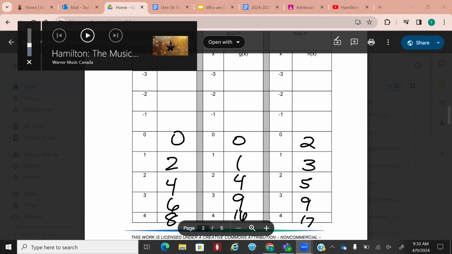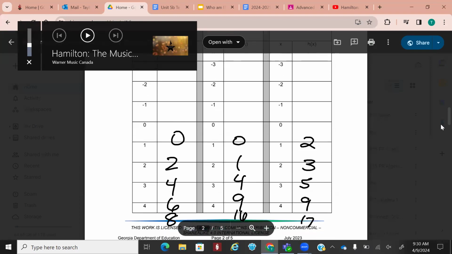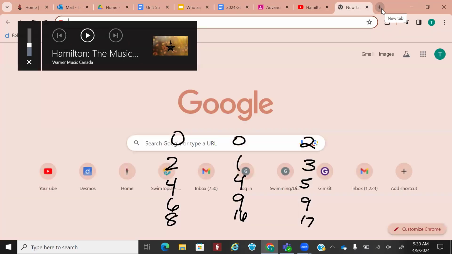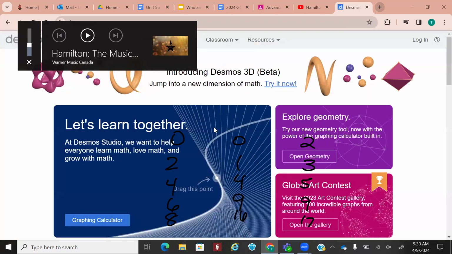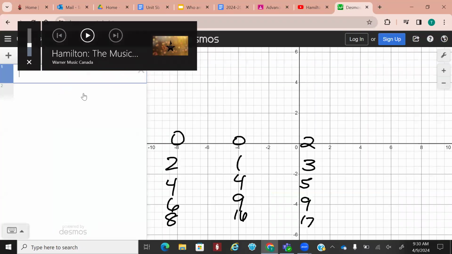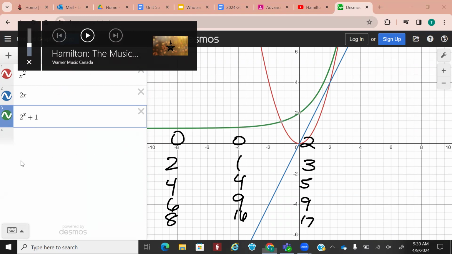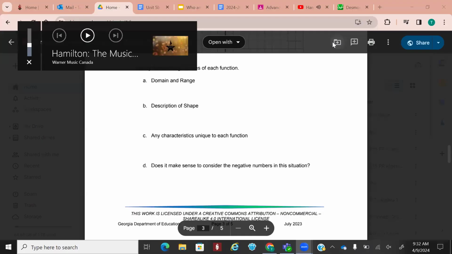Are there any questions about anything? Are we okay with substituting them in? Okay. Go ahead and flip over to the back. On the back, you're going to draw and label each of the graphs on the same set of axes. If you put these all into Desmos, this is what you're going to get. There's the quadratic, here's the linear, and then here's the exponential. Go ahead and graph all 3 of those on the same plane.